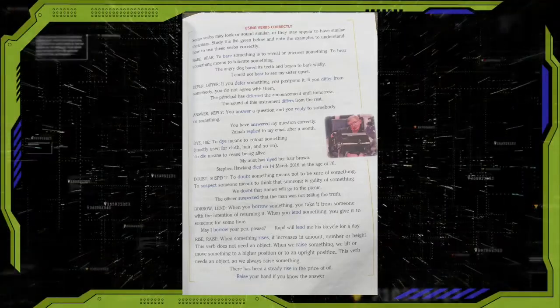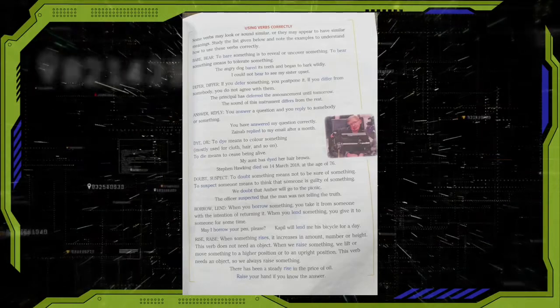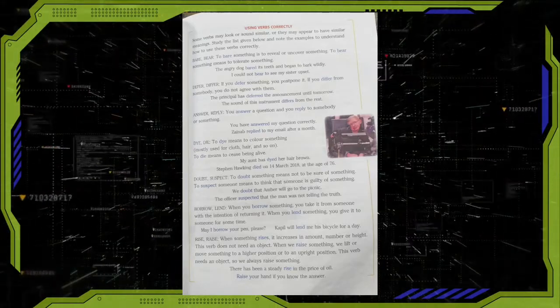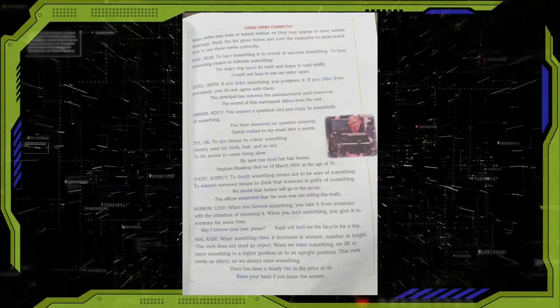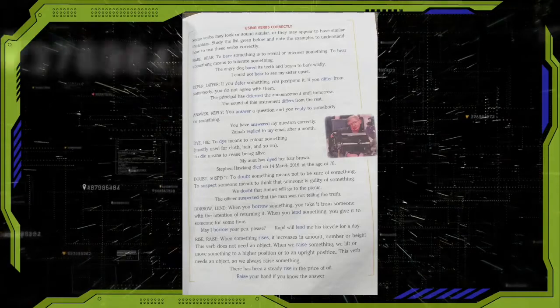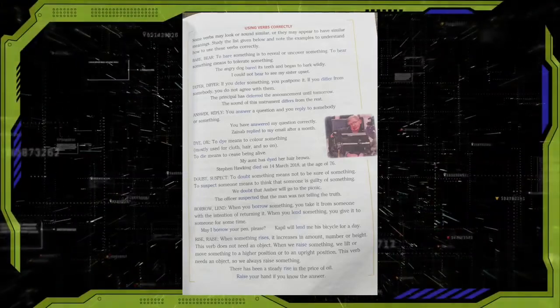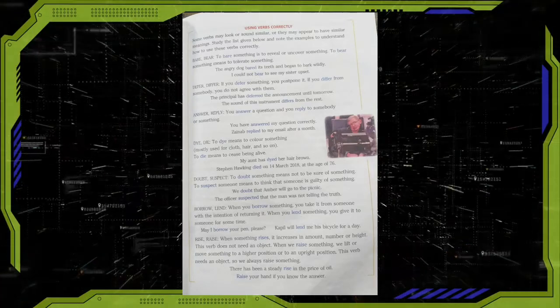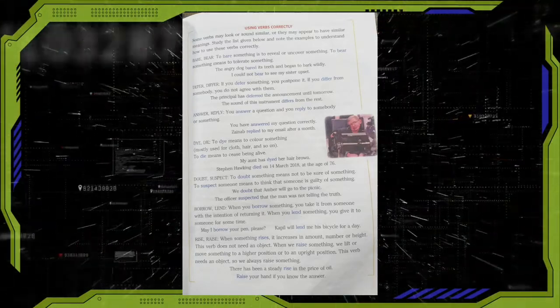Some verbs may look or sound similar, or they may appear to have similar meanings. Study the list given below and note the examples to understand how to use these verbs correctly. Bare, bear. To bare something is to reveal or uncover something. To bear something means to tolerate something.